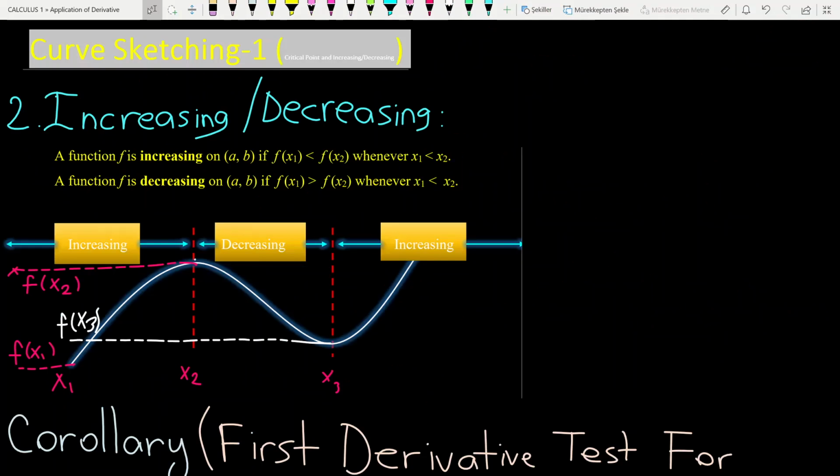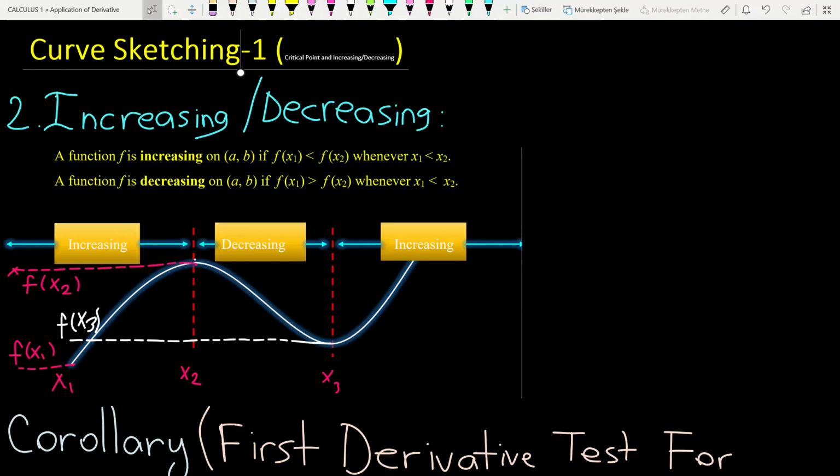The second important concept for curve sketching is increasing and decreasing functions. Let's see the formal definition. A function f is increasing on an open interval (a, b) if f of x2 is greater than f of x1 whenever x2 is greater than x1.